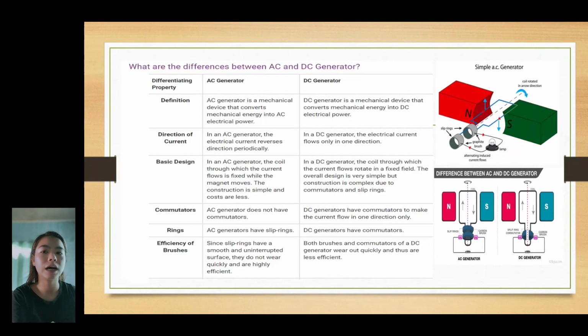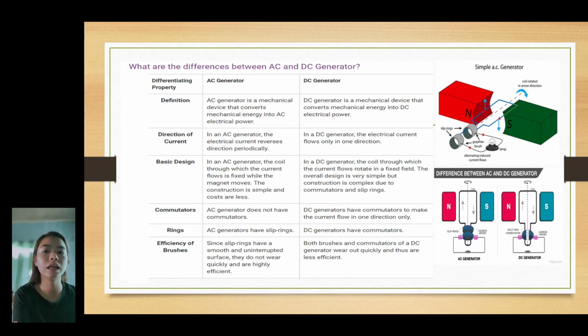What are the differences of AC and DC generator? AC and DC generators both use electromagnetic induction para makapag-generate ng electricity. However, yung process ng paggamit nila is magkaiba. Dahil ang AC generator nagki-create ng alternating current that periodically reverses direction. Pero yung DC generator, yung direct current flows niya is in one direction.